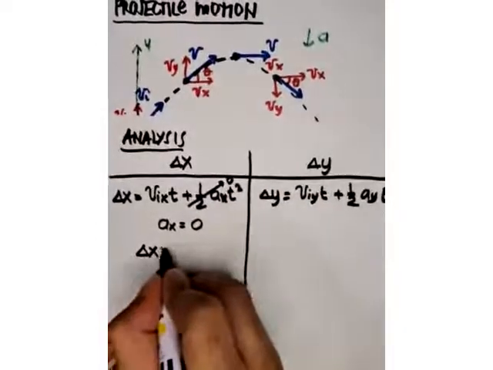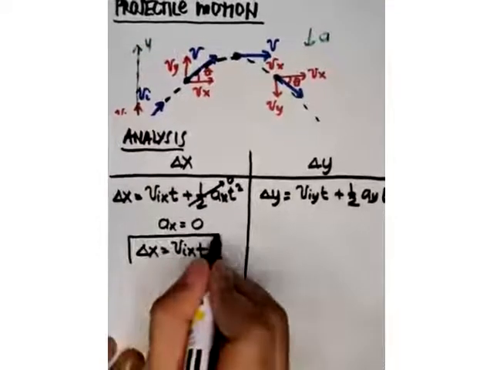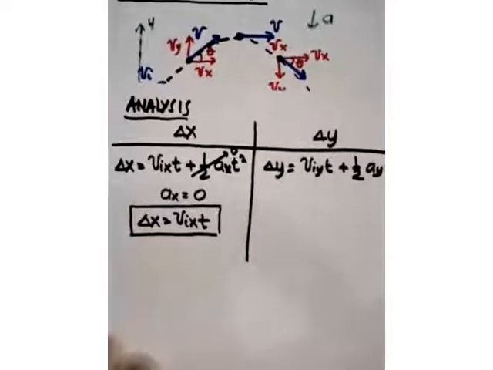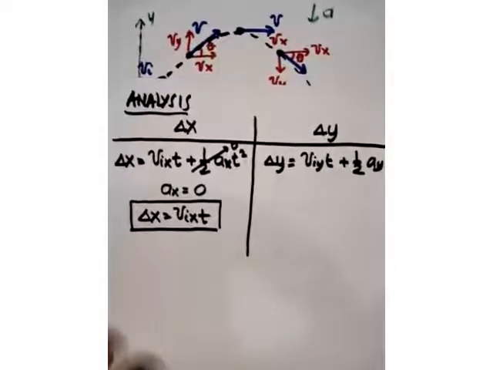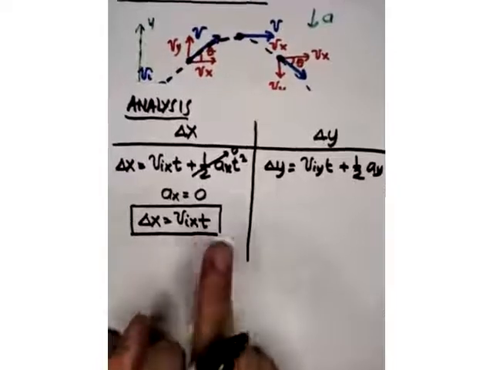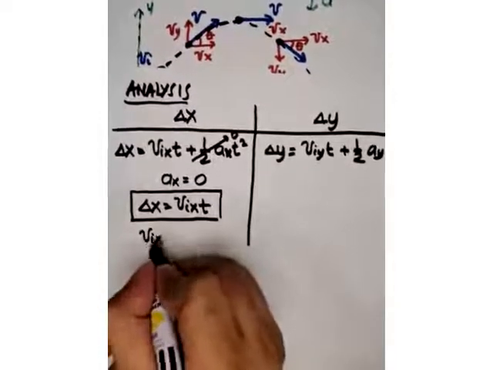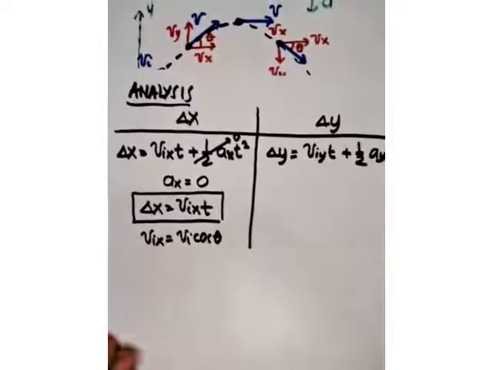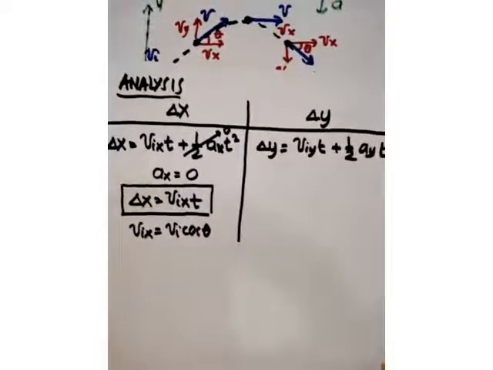And delta X then is just VIXT. So this is the only formula we'll be using in analyzing delta X motion of the projectile. Nag-iisa lang siya. Ito lang. Pero ang alam natin na yung VIX is VI cosine theta. Don't forget that. VIX is equal to VI cosine theta.